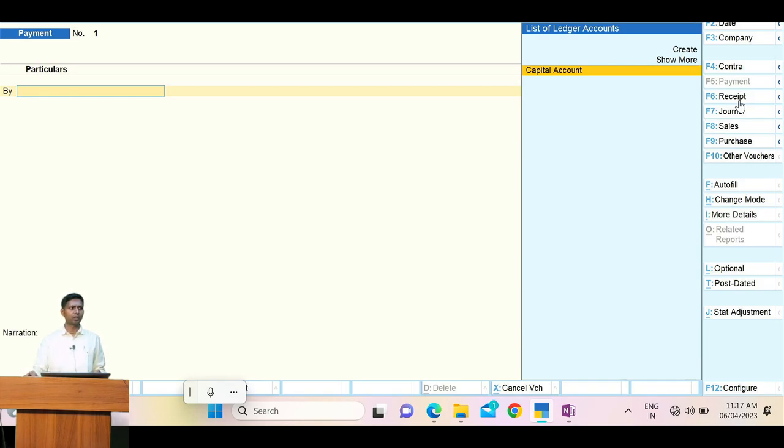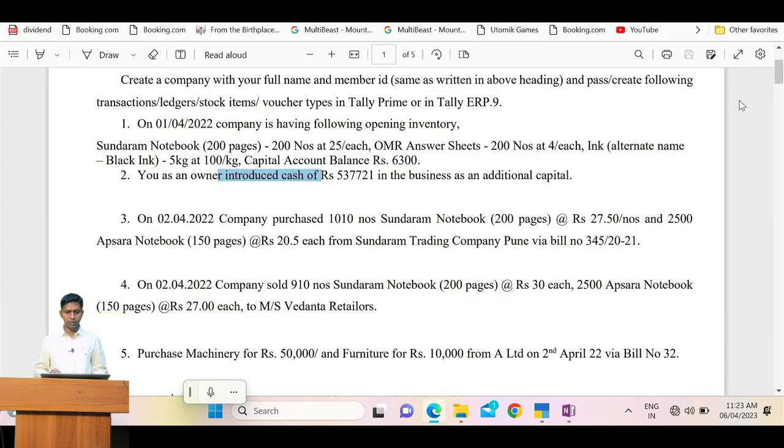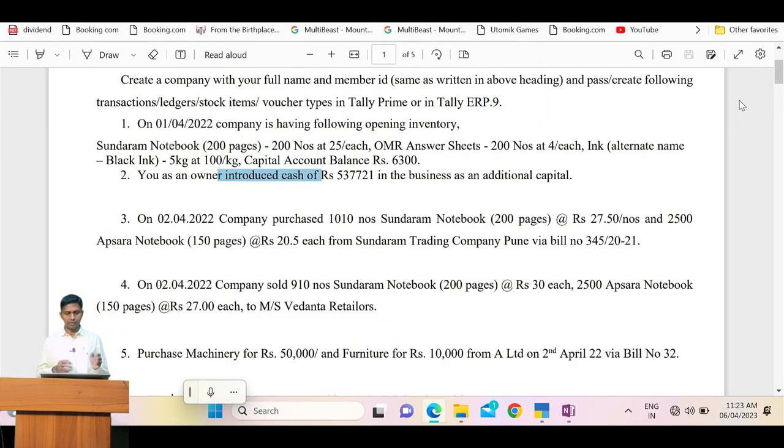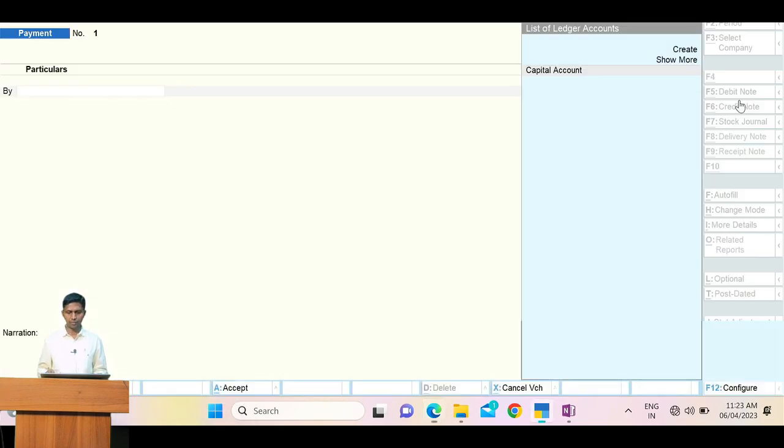Now we'll do one thing. Due to a phone call, I had taken a break. Now again we'll resume. Owner introduces cash of rupees 5,37,721. For this, we already created the ledger. As a business, we got cash from the owner. You are passing entries for the business. For the business, this is cash received, therefore receipt voucher type.